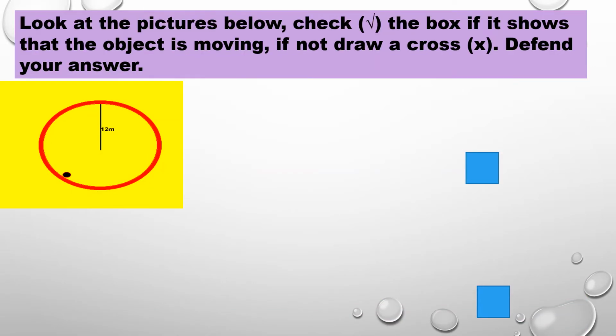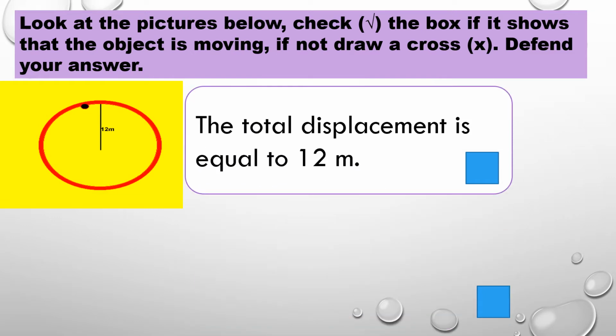Okay, look at this path. Nag-start yung dot dyan sa start. Then, bumalik ulit kung saan siya nag-start. Ang tanong, the total displacement is equals to 12 meter. X or check? Okay, write your answer. Sabi ni Ivan, it's X. Sabi ni Anthony, X. Sabi ni Benz, X. Okay, Mary, X. Why X? Correct answer is X. Tama yan.